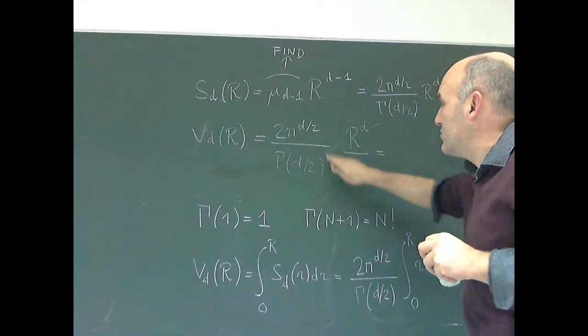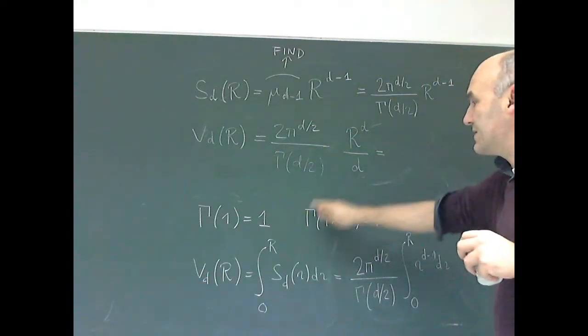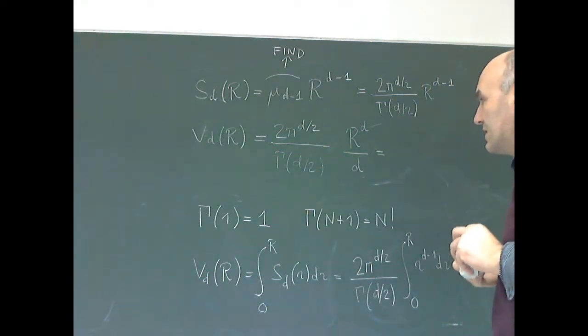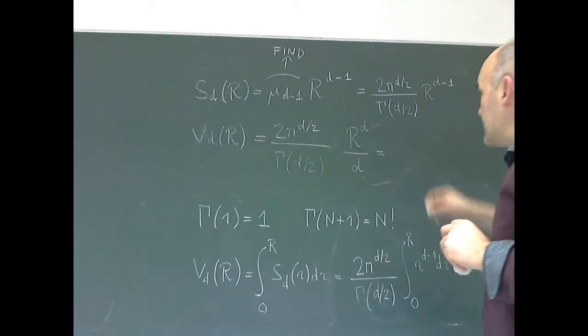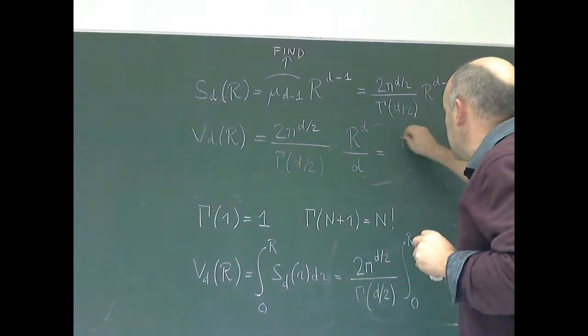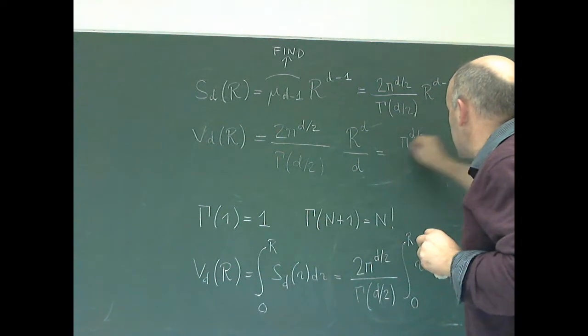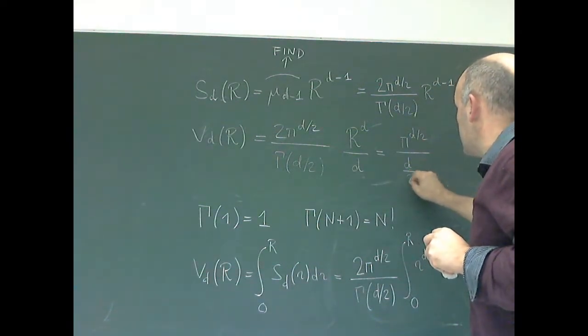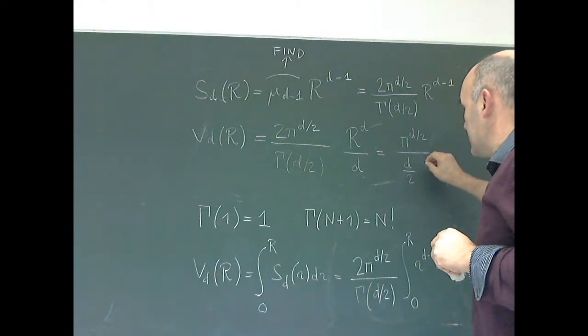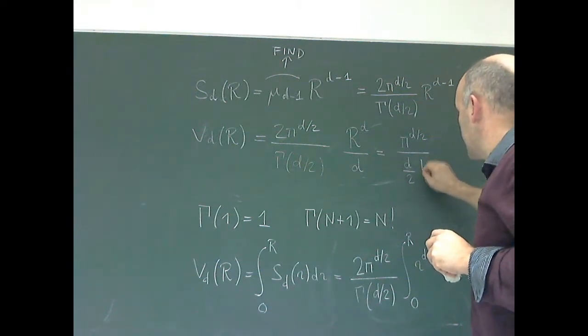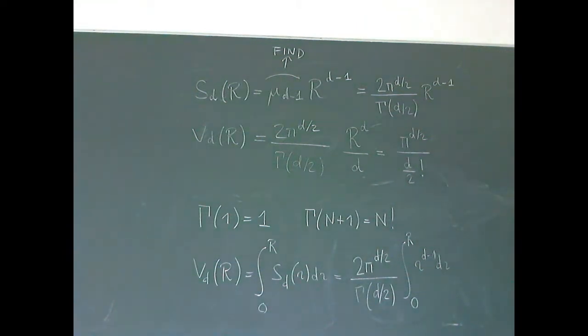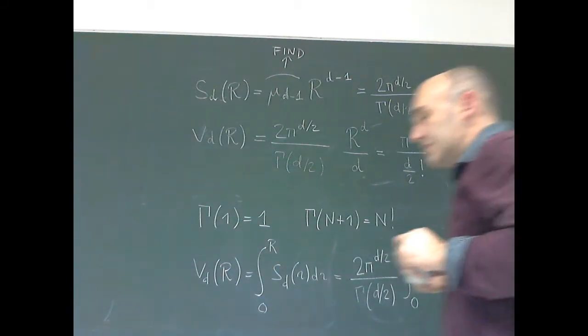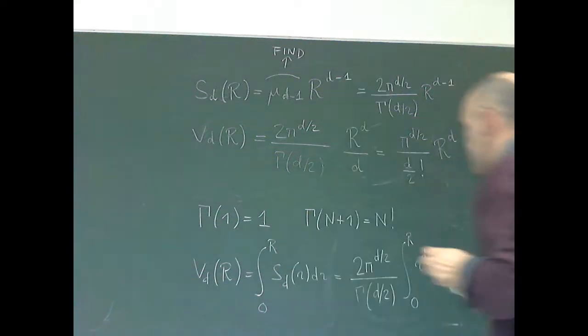Because of this property, I can write it as pi to the d divided by 2, and then I have d divided by 2 factorial, right? So this is a simple generalization to the power R of d. So this is the end result of our calculations.